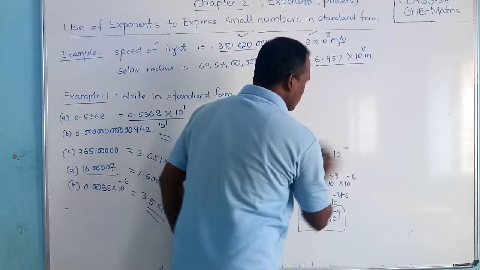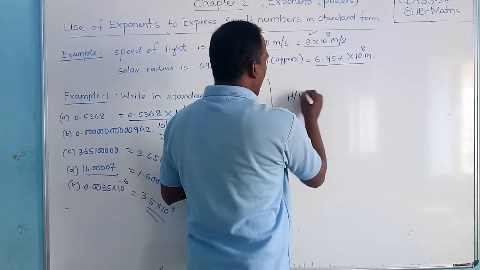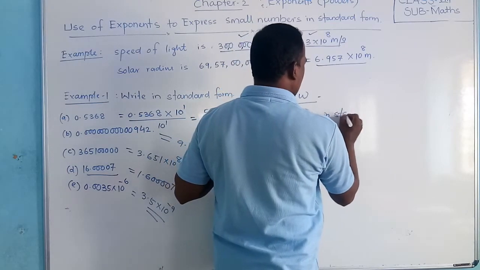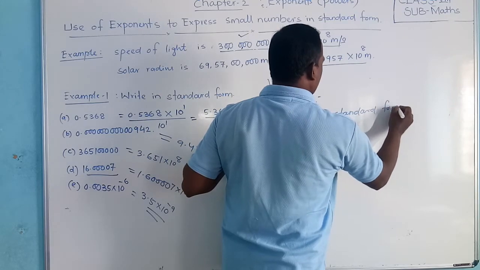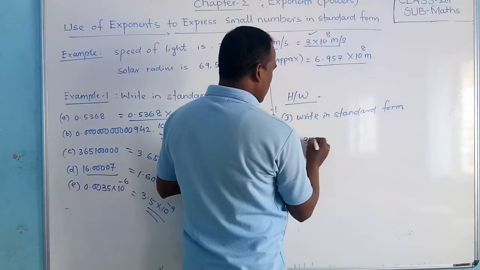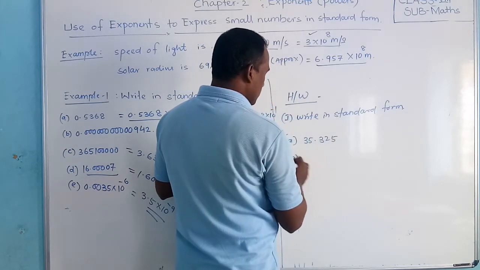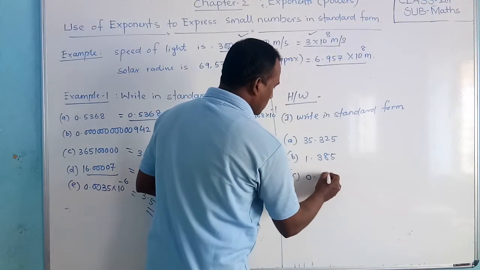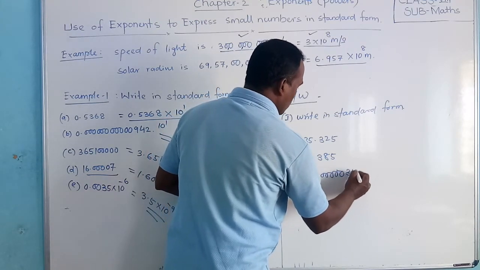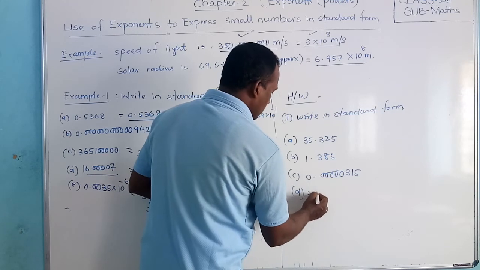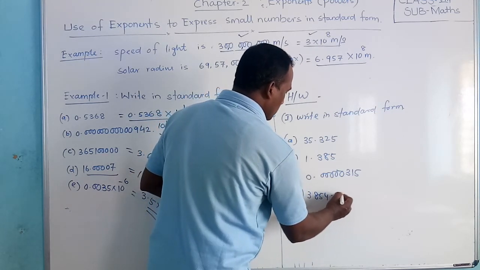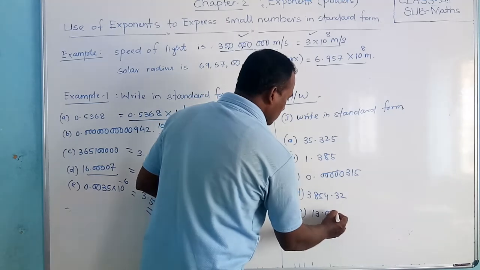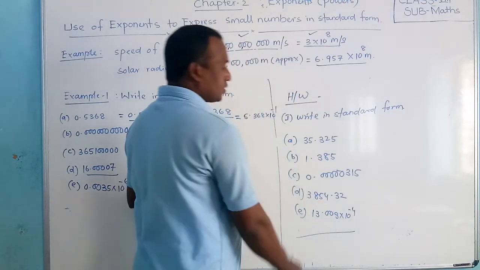I will give you some homework. Write down the homework, students. Write in standard form: A, 35.325; B, 1.385; C, 0.00000315; D, 385.4.32; E, 313.003 into 10 power minus 4. This you should do in your homework.